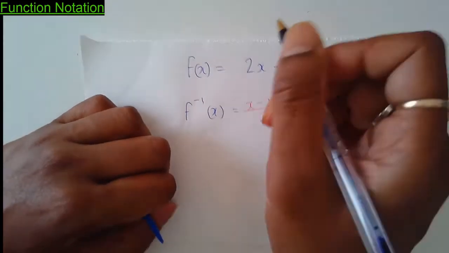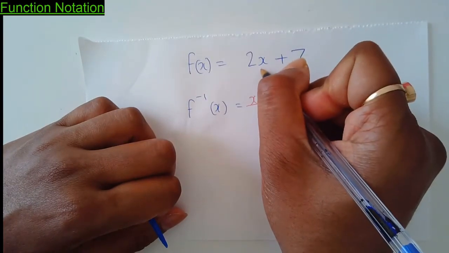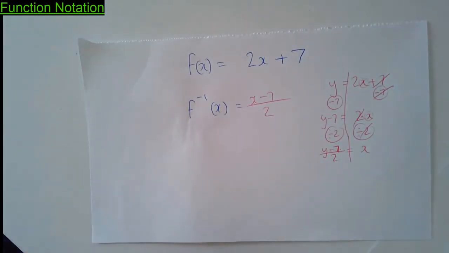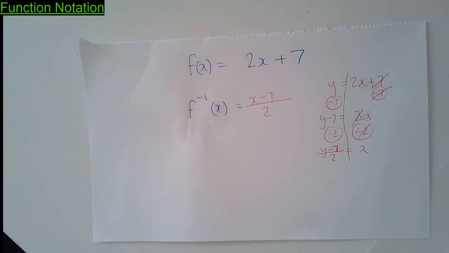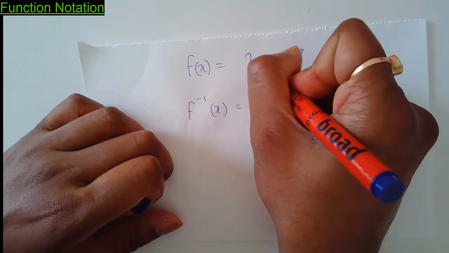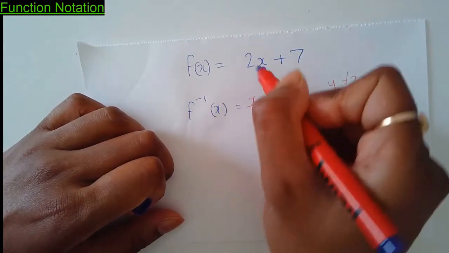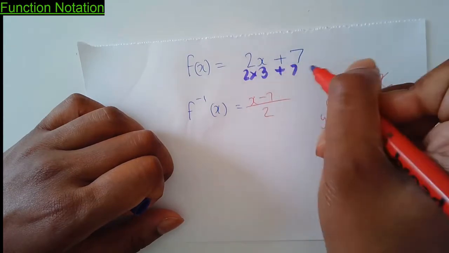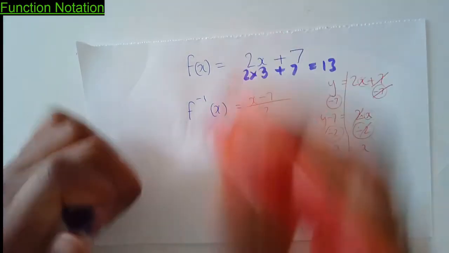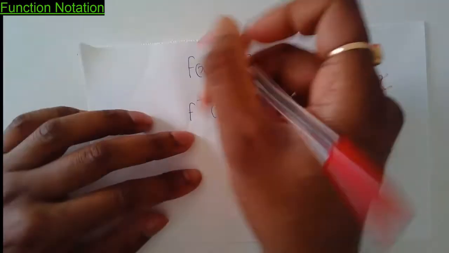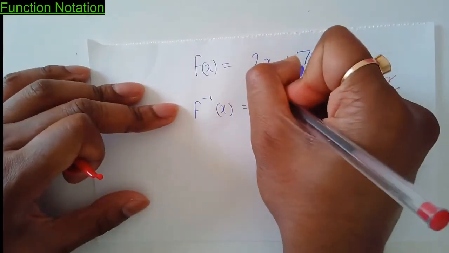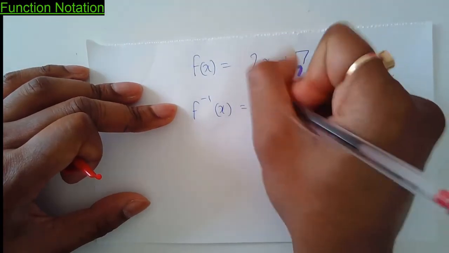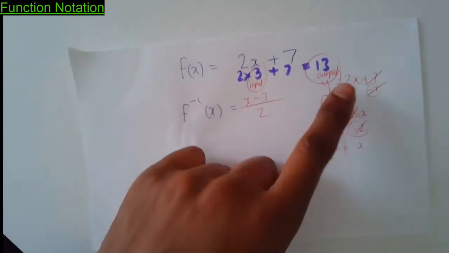Let's just say, as an example, x is equal to 3. Replace x with 3. That'll be 2 times 3, add 7. 2 times 3 is 6, 6 add 7 is 13. So when the input is 3, the output is 13. Remember that: input 3, output 13, based on this function here.